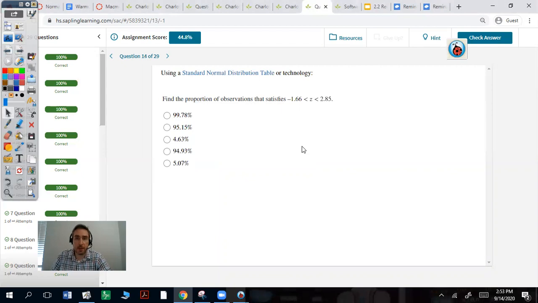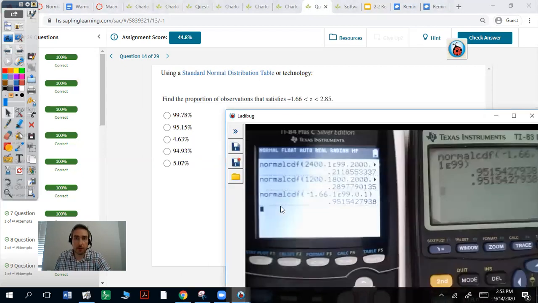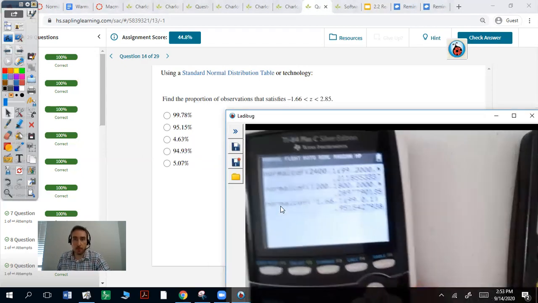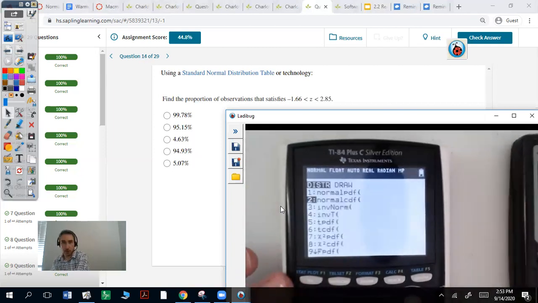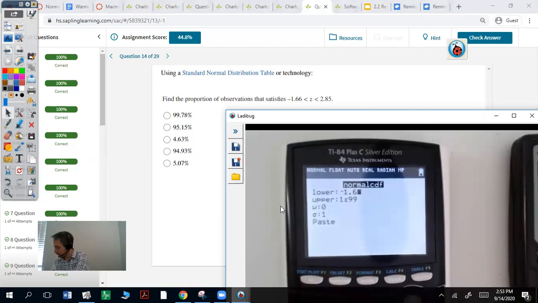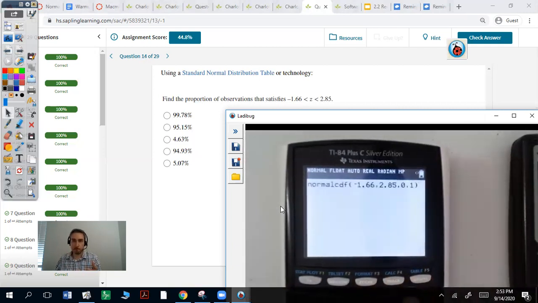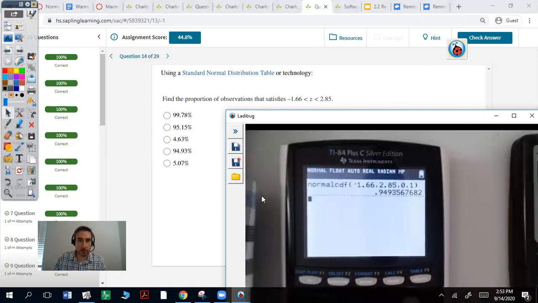So kind of same principle here. You're just going between numbers. Again, I'll just stick with the 84. But second vars, normal CDF, -1.66, upper bound 2.85. Now we don't have to go to the table and get the 2% and subtract them. We just get the lower and the upper Z-scores, so mean and standard deviation of 0 and 1, 94.9%.